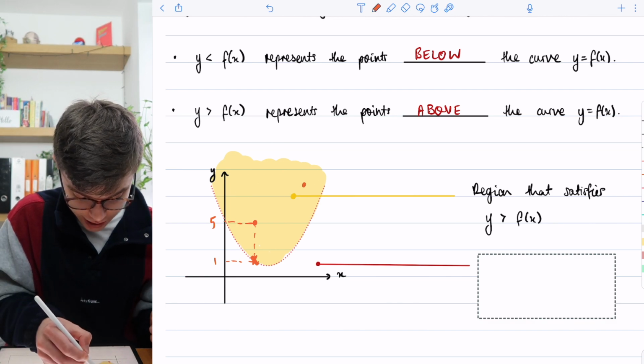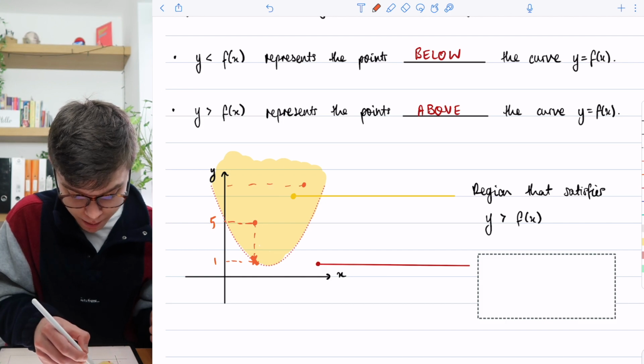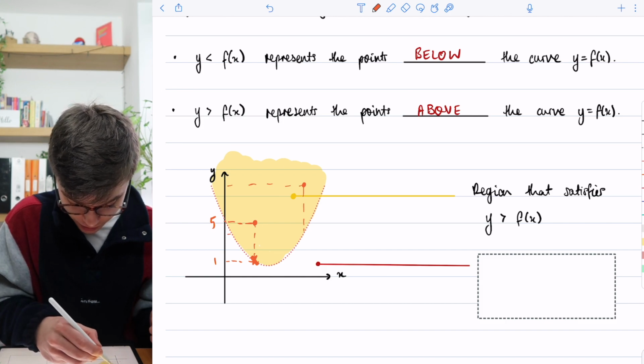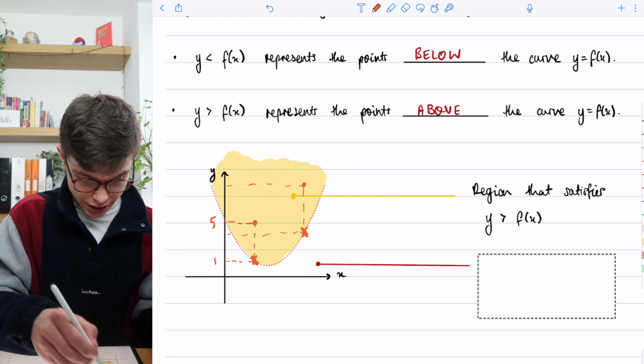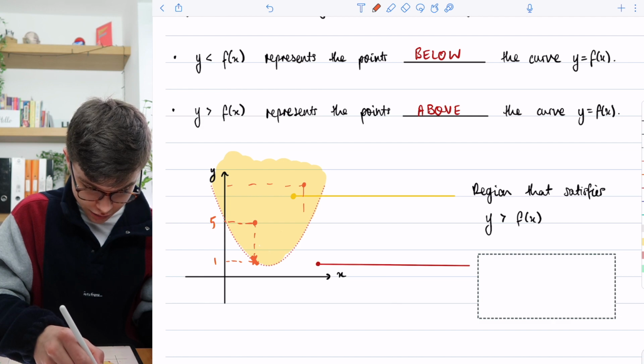We could have taken a point here. We can see our y value at that point is much greater than our y value at that point on the curve, just working vertically downwards. So we can see that that region is the region that we want.